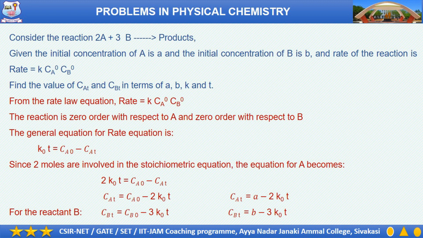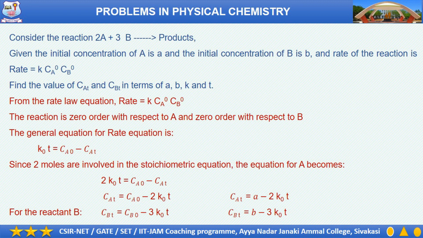3 types of problems are given. First we will find it. What is given? What is asked? This is asked. And what is given? Initial concentration is A, and the initial concentration is B, and the rate equation is this one. Therefore, with respect to A, it is a 0 order. With respect to B, it is a 0 order. Therefore, you have to make a 0 order equation.